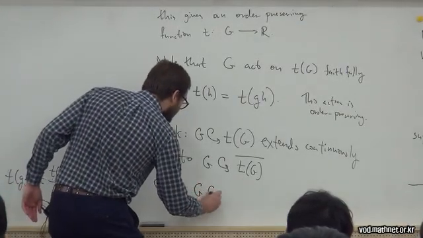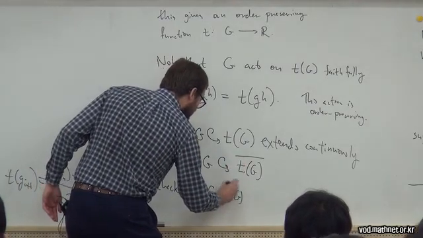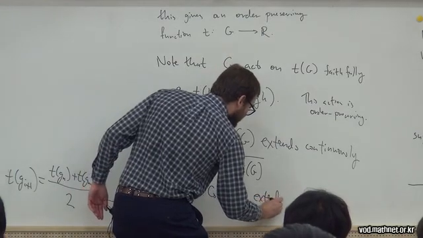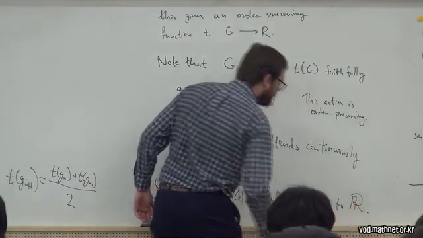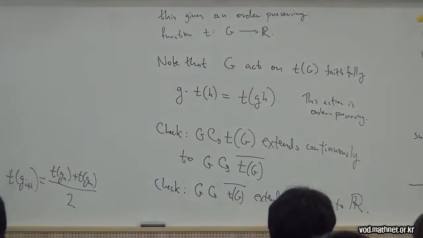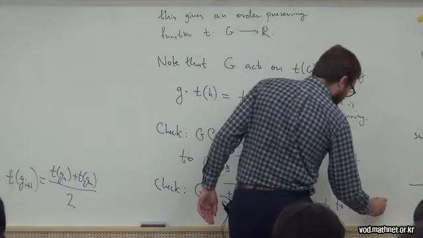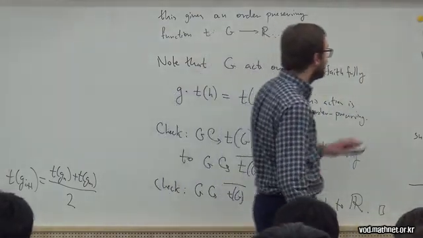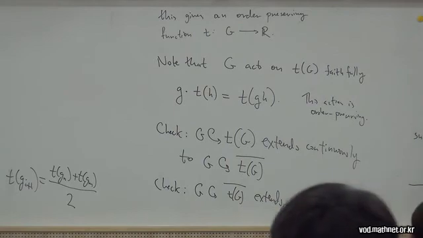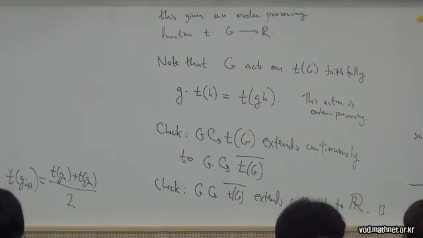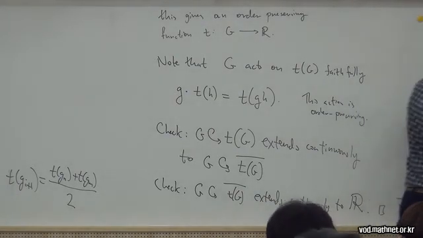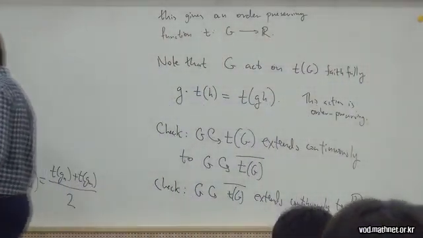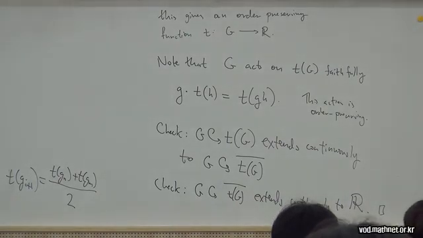And so what you need to check then is that the action of G on the closure of T of G extends continuously to R. And that proves the theorem once one checks that. Okay. So now, with that very general background, let me talk about some actual examples of ordered groups and how all this fits together in the real world.